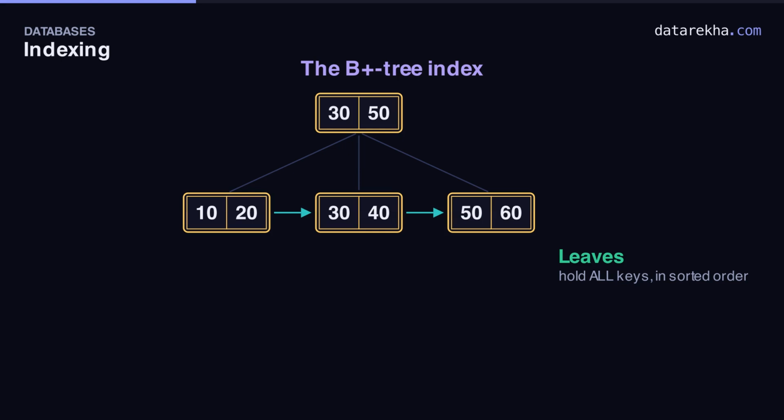Each leaf also holds the pointers to the actual table rows. And notice these arrows joining one leaf to the next. The leaves are strung together into a linked list. That single detail is what makes range queries fly. We will use it in a moment. One more property, and it is the reason for the name. The tree is balanced. Every leaf sits at the same depth from the root. So whichever key you hunt for, the path down is the same short length. Predictable. Every time.